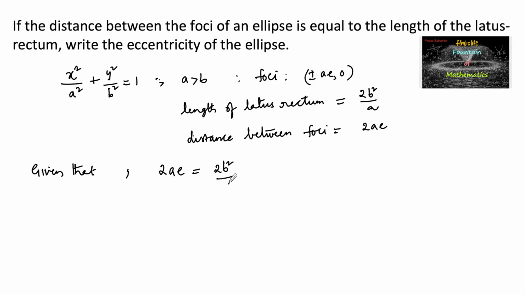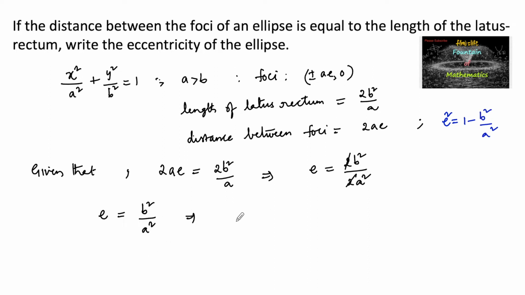2b square upon a. So which implies e is equal to 2b square upon 2a into a, that is a square. So we have eccentricity e is equal to b square upon a square, and we had the eccentricity formula: e square is equal to 1 minus b square by a square. So on squaring on both sides, we will get e square is equal to b square by a square whole square.